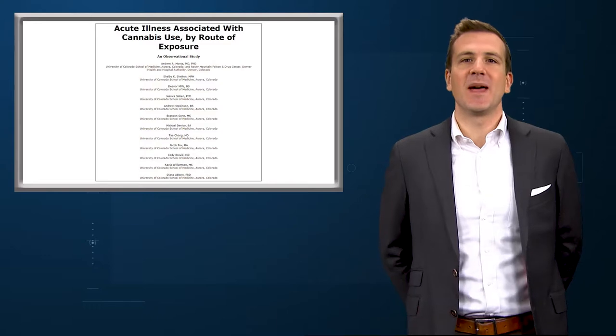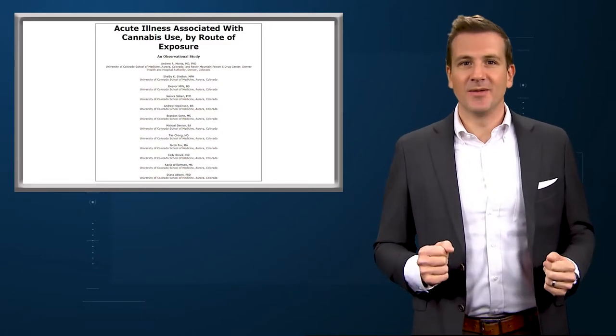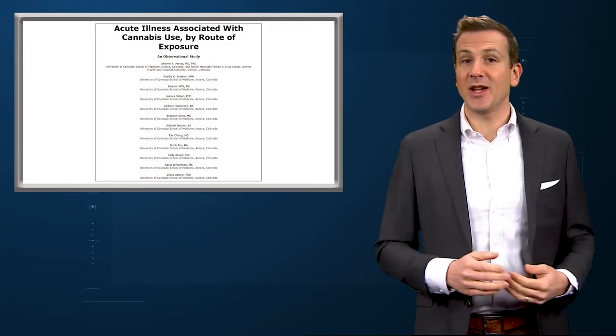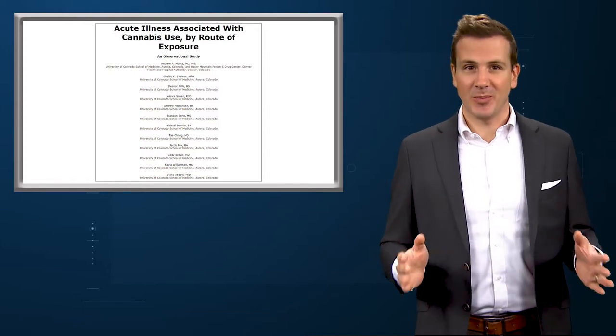I'm Perry Wilson. This week we get Rocky Mountain High with this study appearing in the Annals of Internal Medicine, which examined the rates of Colorado emergency room visits for cannabis exposure over a five-year period.